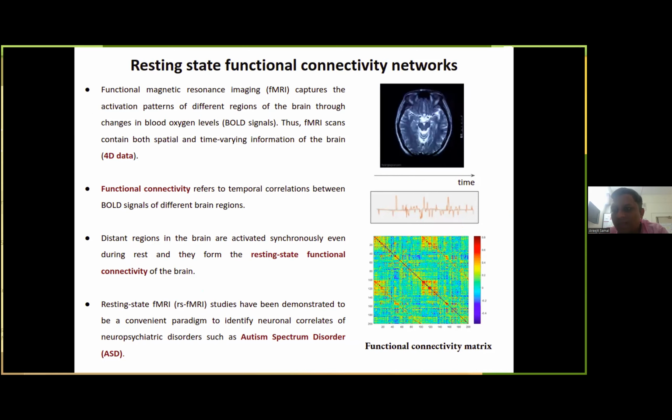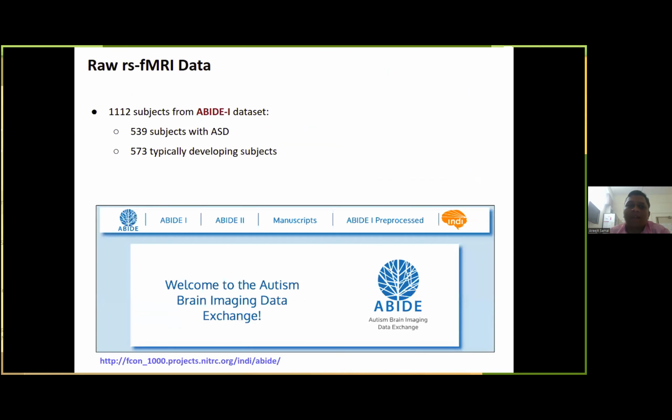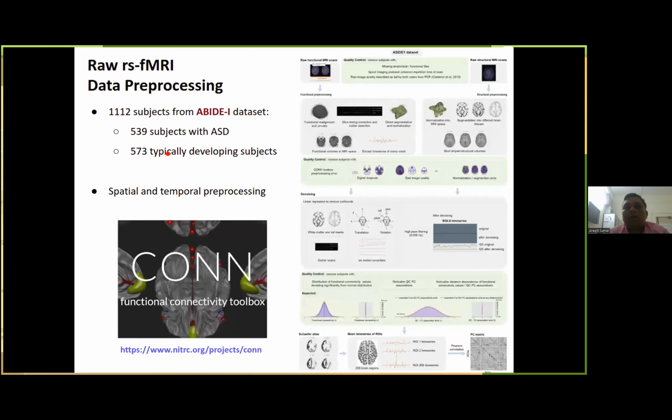Here, essentially, our goal was to see if Forman-Ricci curvature in particular could be useful in studying these brain functional connectivity networks. Resting state fMRI data have demonstrated that it is a convenient paradigm to identify neuronal correlates of neuropsychiatric disorders such as autism spectrum disorder. So in brief, what we did was that from these ABIDE subjects, we took 539 subjects with ASD and 573 control subjects who are typical or cognitively normal, if you can think about it. And it went through very detailed processing.